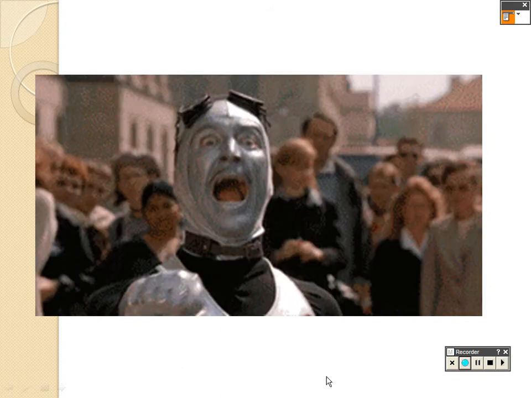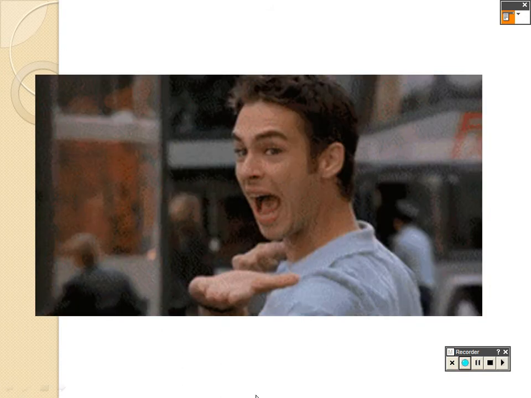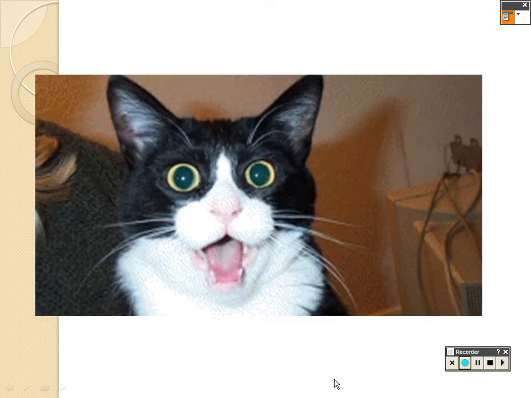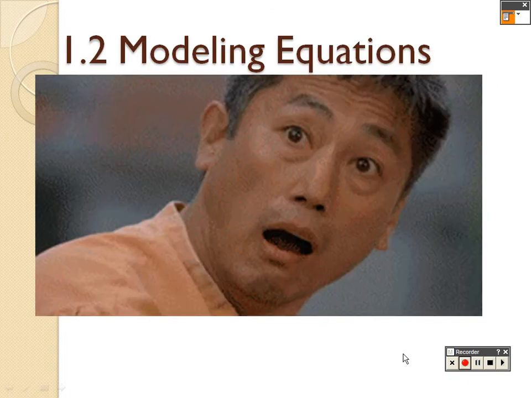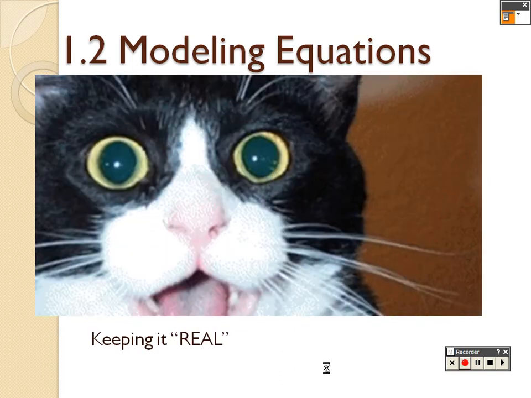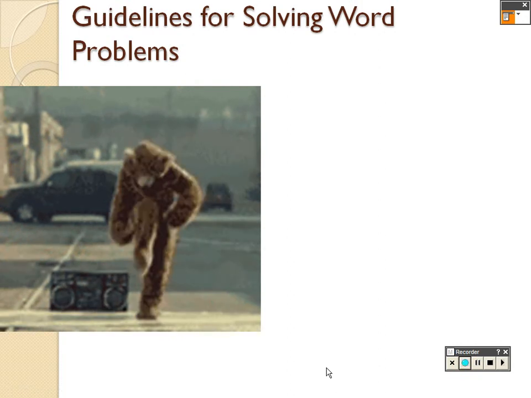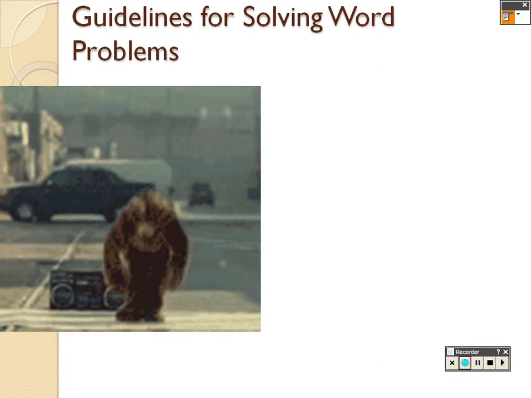Okay, so now we're on 1.2 in Trig, and 1.2 in Trig is modeling equations. So let's see how modeling equations can be. Guidelines for solving word problems, because that's basically what this is.